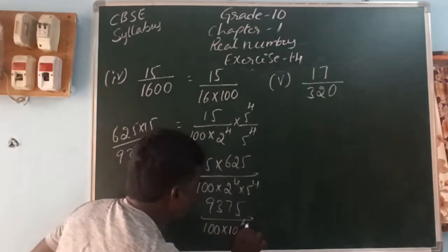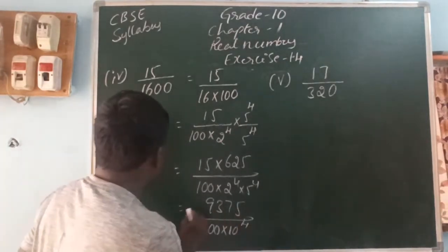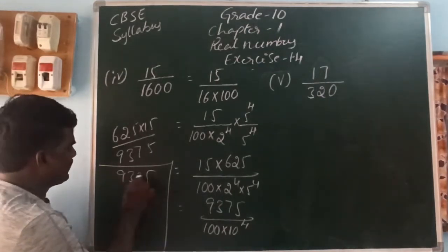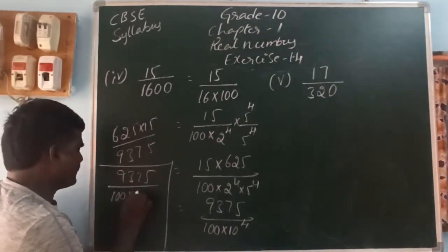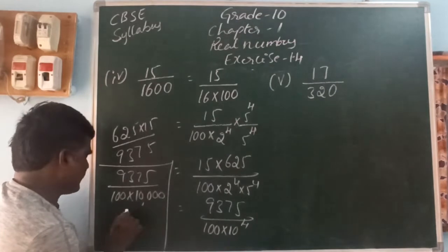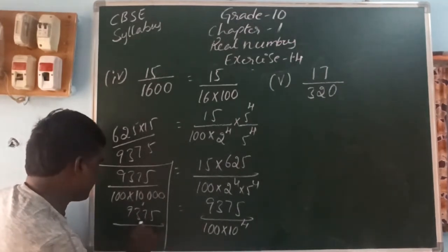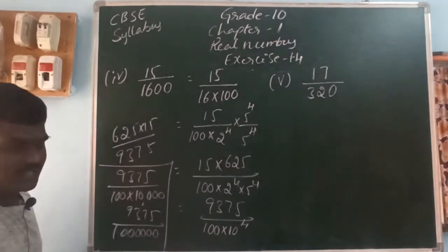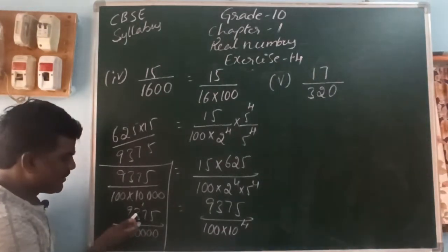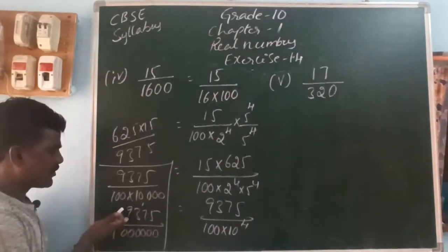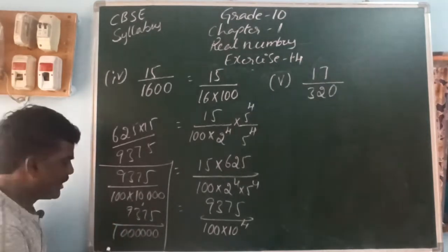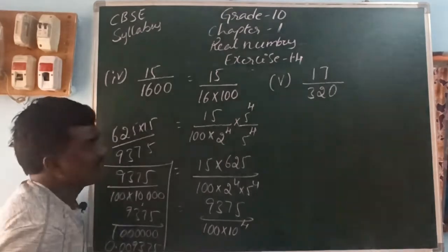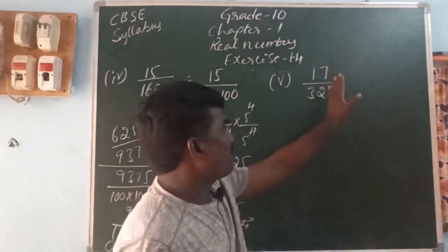That is 10 power 4. So 10 power 4 means 10,000. So 9375 by 100 into 10,000. How many zeros are there? Six zeros, which means six decimals. Here there are 4 digits, so before the digits we put zeros, as there is no value. That is 0.009375.